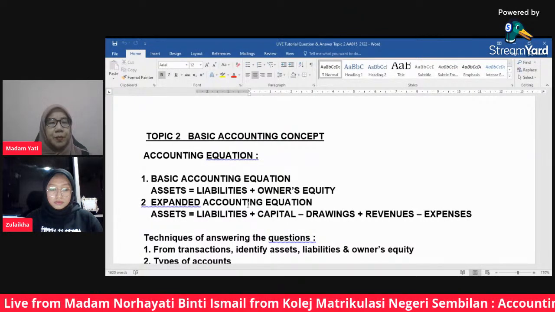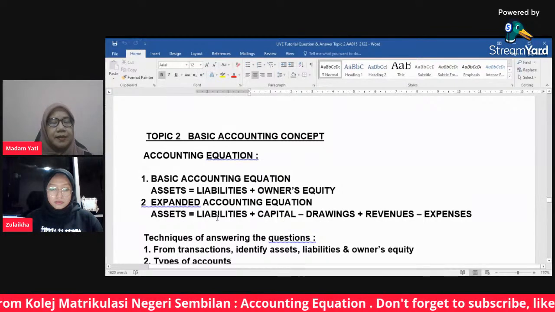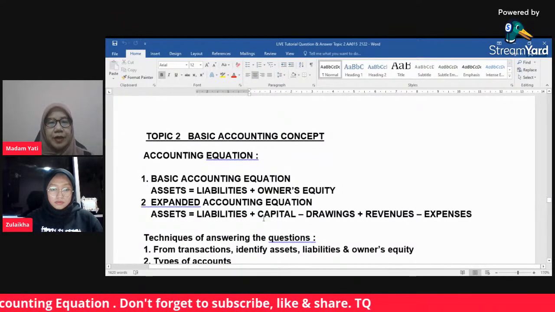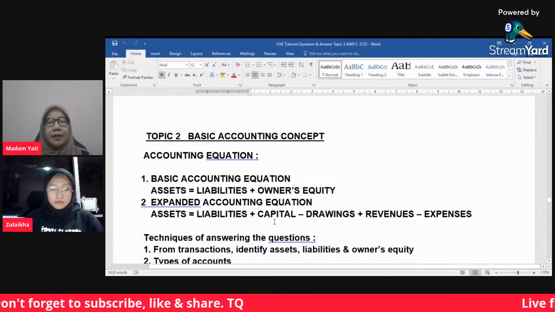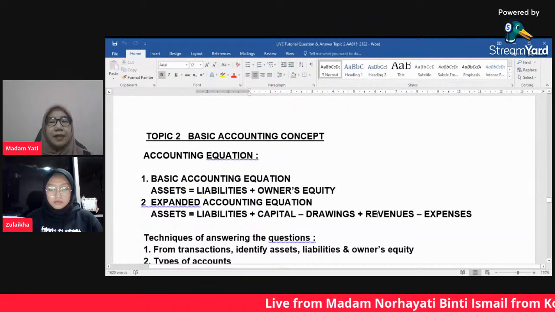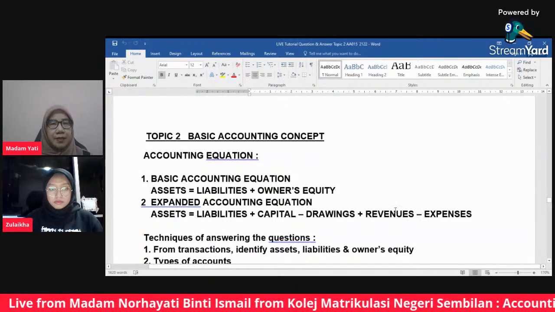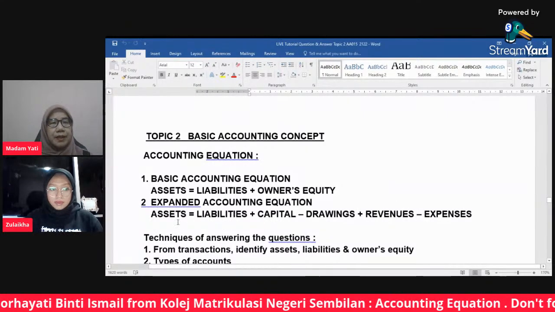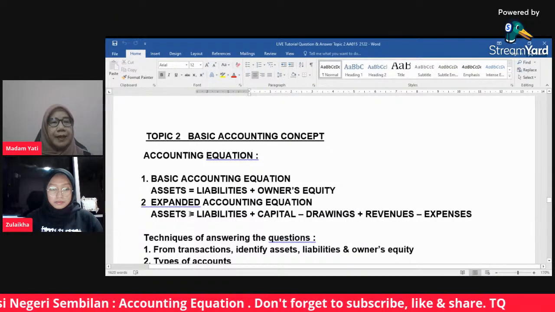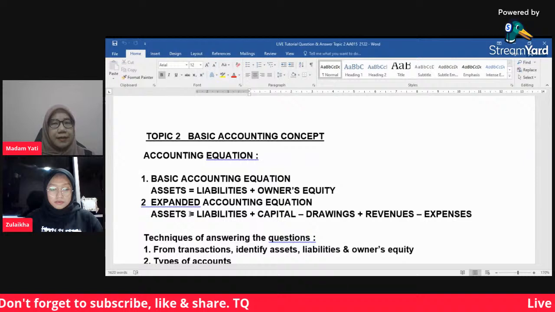You have to elaborate more about asset. What are the items under asset, and then liabilities, you have the list of accounts under liabilities plus owner's equity. And then you have to expand owner's equity, it will become capital, minus drawings, plus revenue, and minus expenses. So when we expand this formula, in asset we have many accounts. So you must identify the types of accounts under asset.